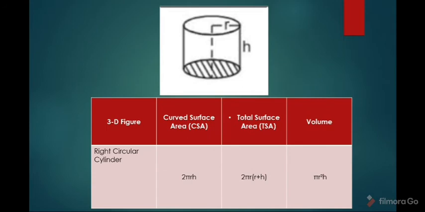Now the next one is the right circular cylinder. If you consider a solid pipe, there will be 3 faces. One is the top face, one is the bottom face, and the third one is the round one. There will be 3 faces in a solid right circular cylinder.